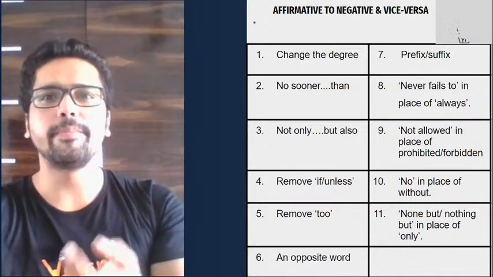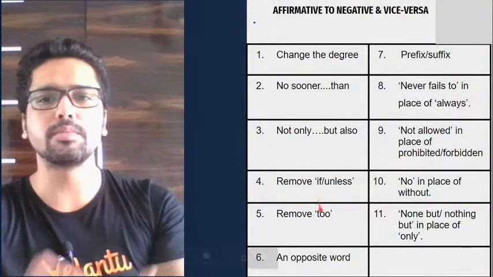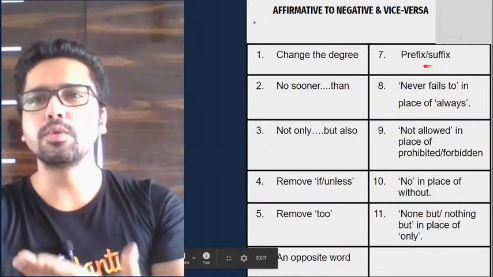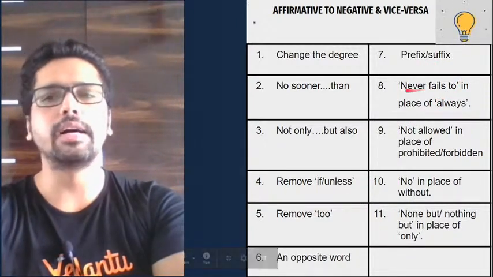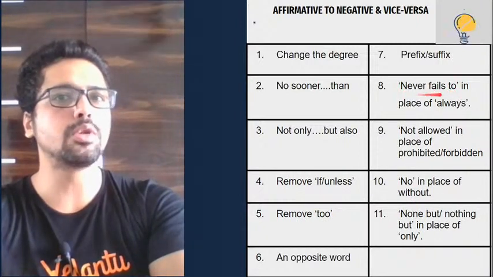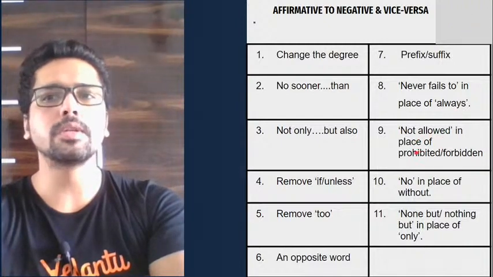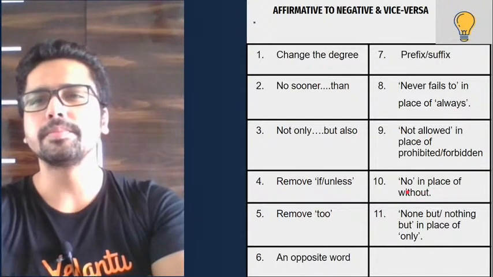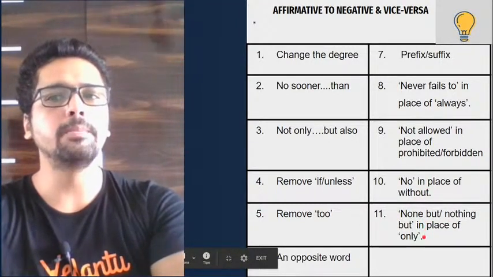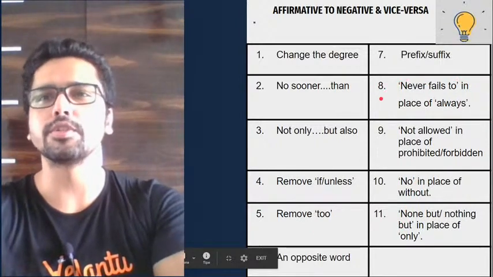Degree change कर सकते हैं. We can use a no sooner than formation, not only but also, remove if, unless, remove to. We can use an opposite word. There could be a use of prefix or suffix. The words like never fails to: the word never fails to is used in place of always. Not allowed is used in place of prohibited or forbidden. No is used in place of without, and none but or nothing but is used in place of only. These are 11 ways we can change a sentence from positive to negative.